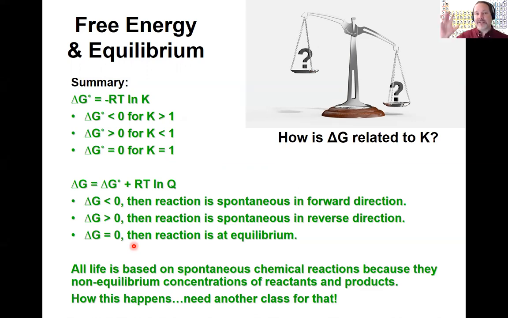Because all chemical reactions are going to be moving towards equilibrium. And so if you wanted to constantly keep working, you need to tip it outside of equilibrium to make it non-equilibrium conditions. So how does life do this? Because if all chemical reactions are at equilibrium, how did that happen? We would need another class to describe that.